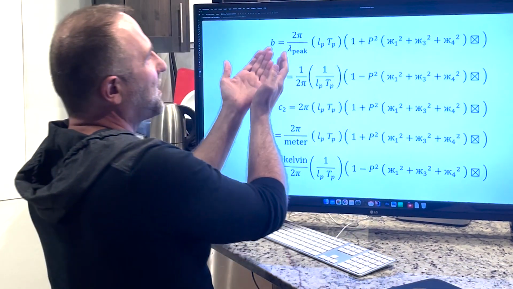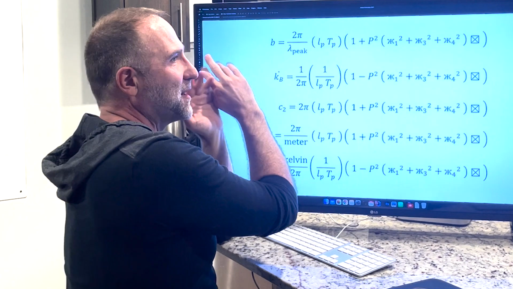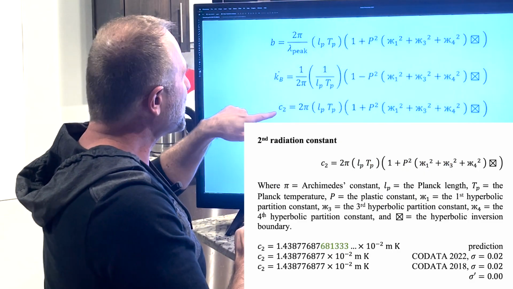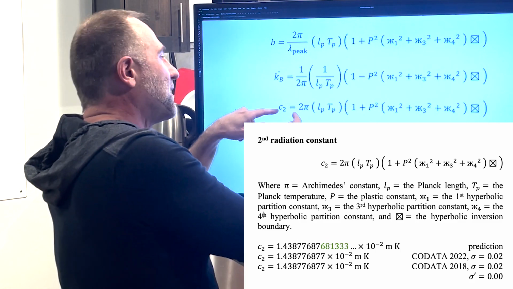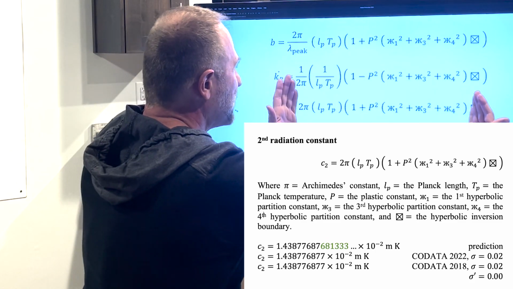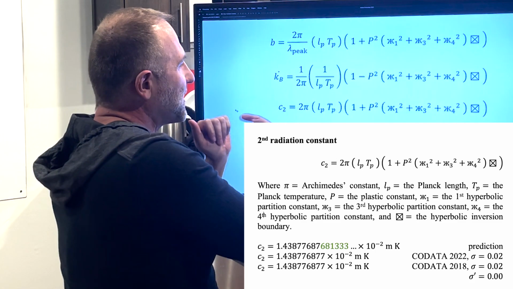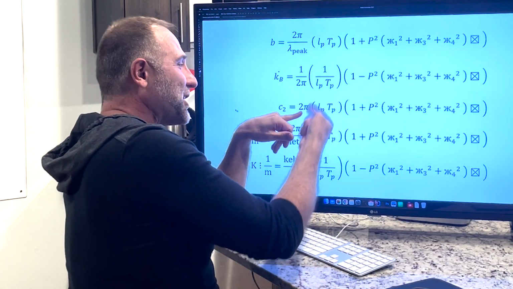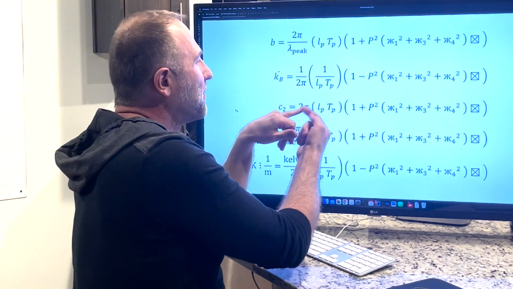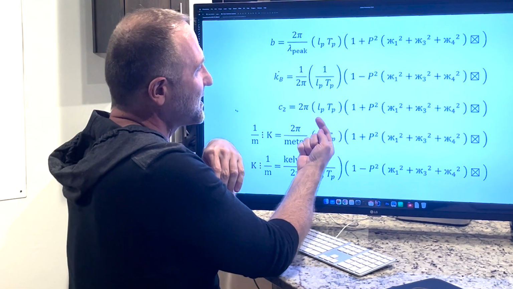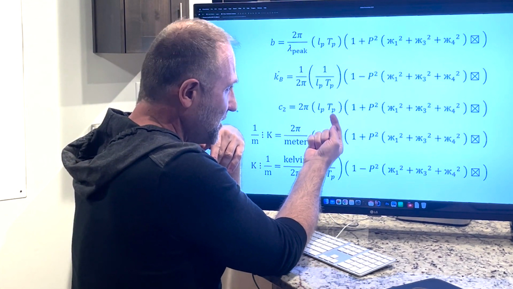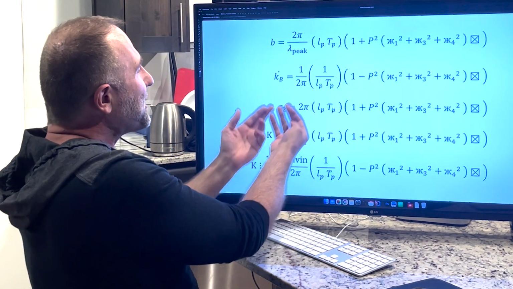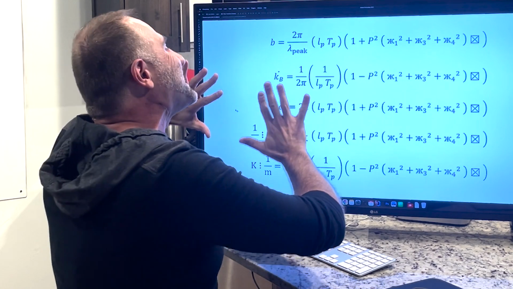Every equation is going to have, on the left-hand side, just a symbol. That's going to be the symbol for what we're talking about. Here, C2 is the second radiation constant. Then on the right-hand side, it's an equation that tells us a closed form that gives us that constant, and its dimensions too. We get there by multiplying a geometric action on the left by some set of boundaries. In this case, it's the Planck length and the Planck temperature. 2 pi multiplied by those 2 boundaries gives us the right dimensions for this expression, but not exactly the right number.